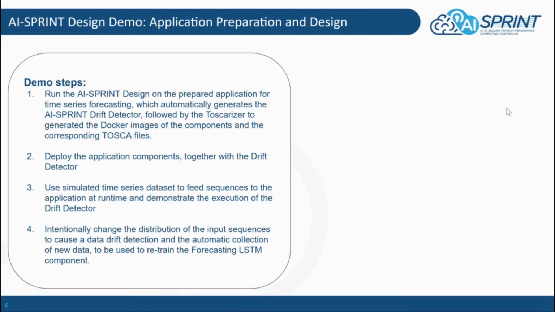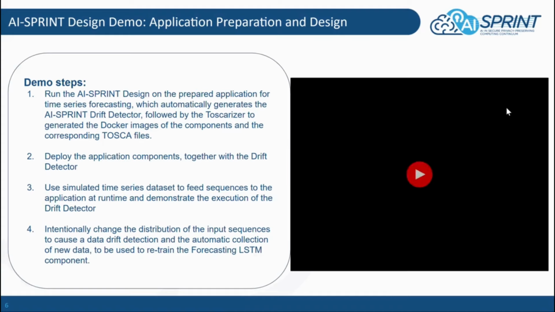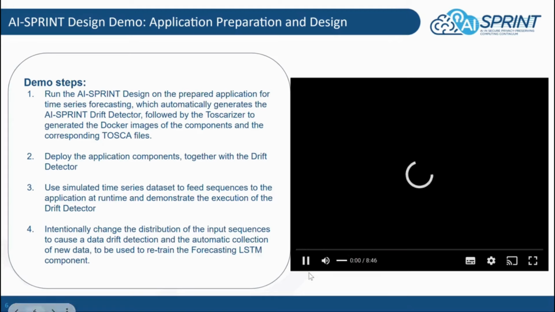During the demo, we are going to use the AI Sprint design to prepare the application for the deployment, followed by the Toscarizer to generate the Docker images of the components and the corresponding Tosca files. Then we are going to deploy the application components together with the drift detector, and we use a simulated time series dataset to feed sequences to the application at runtime and to demonstrate the execution of the drift detector. We intentionally change the distribution of the input sequences to cause a data drift detection and the automatic collection of new data, to be used to adapt the forecasting LSTM network to the new data distribution.